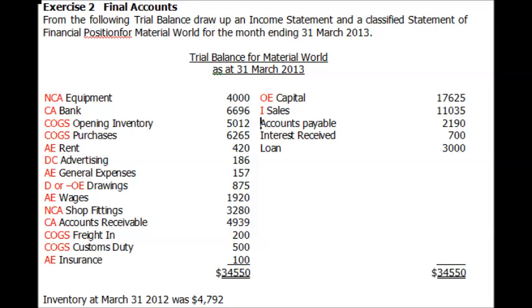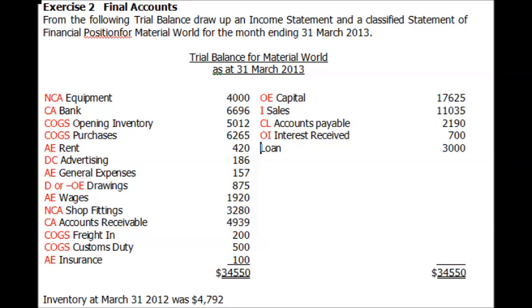Accounts payable is money we have to pay to other people within the next year. So that is something we call a current liability. Okay, so liabilities are things that we owe, and they're current if we expect to pay them in the next year, and they're non-current if we expect to pay them back in a period longer than a year. The next one is interest received. So we're receiving that money, so it's an income for us, but it's not our main source, so we're going to call that other income.